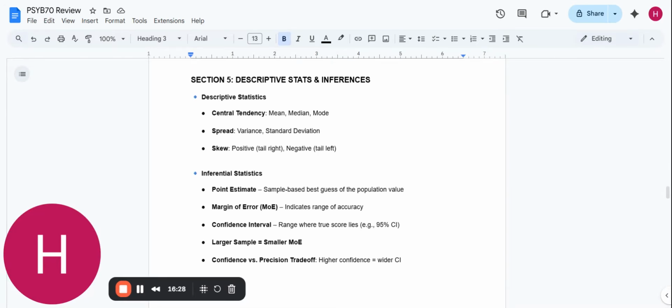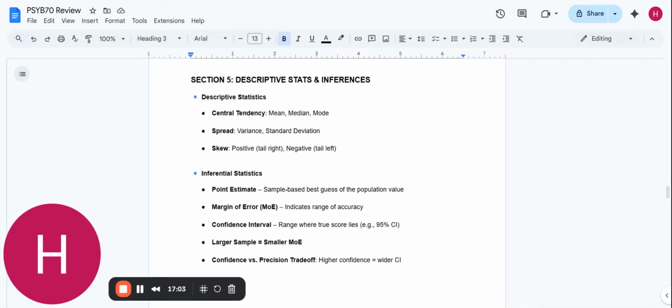Now let's move forward with descriptive stats and inferences. This is actually more about the data we have and not the study design itself. After getting the data, let's say we have a quantitative study, we may have different measurements on our data itself, and we're going to focus on them in this section. First of all, we have descriptive statistics, which describe and summarize data from a sample or population. It's like giving you a snapshot of your data.